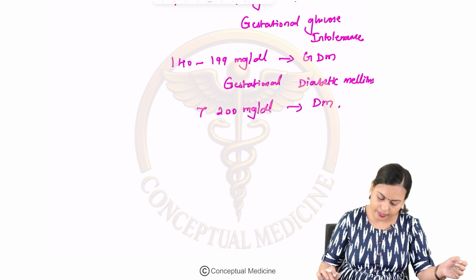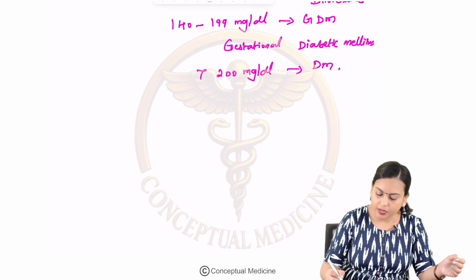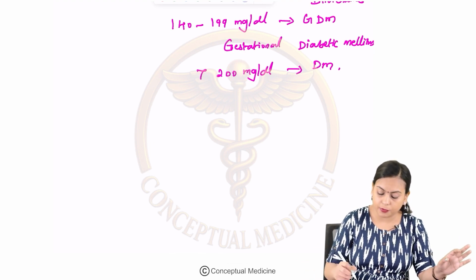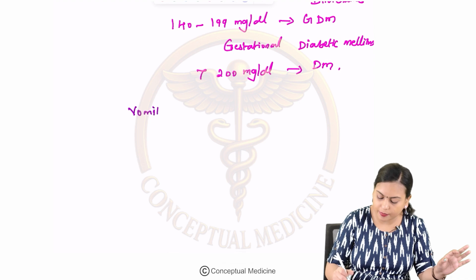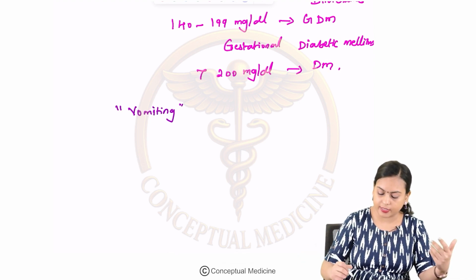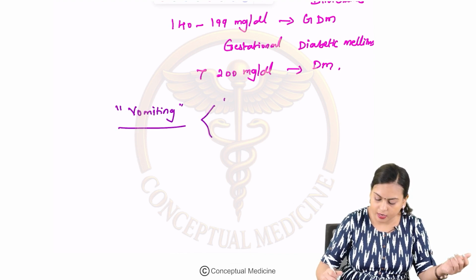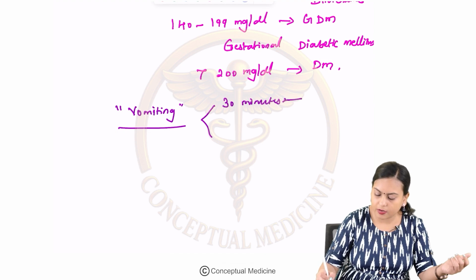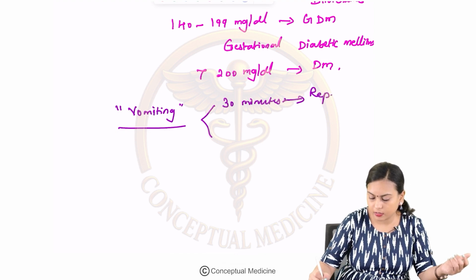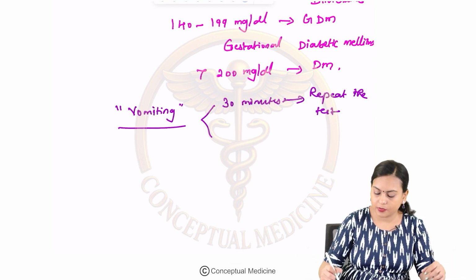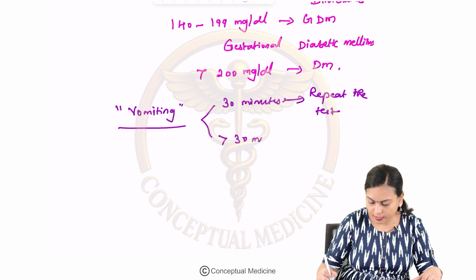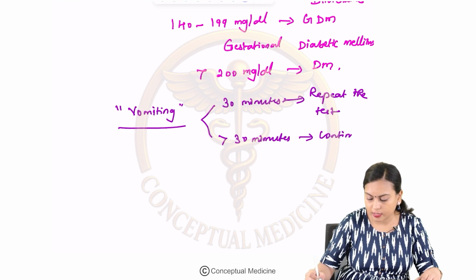Clear? Now, I want to tell one important factor. There is a chance that the woman may vomit if she consumes that within 5 to 10 minutes, on that first day. So suppose vomiting happens within 30 minutes, you have to repeat the test the next day. Suppose the vomiting happens more than 30 minutes after, then you can continue the test.